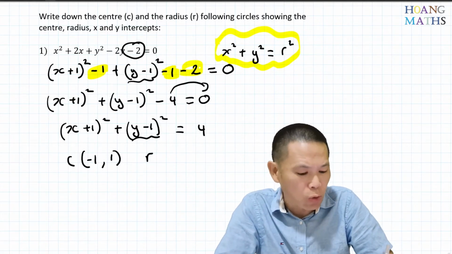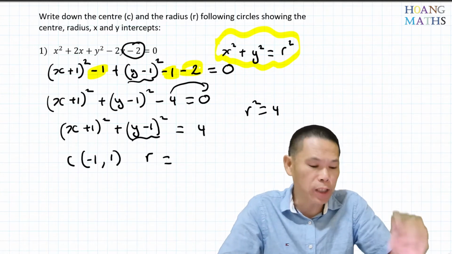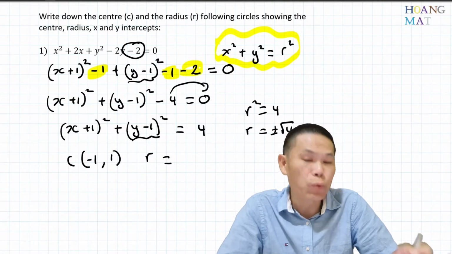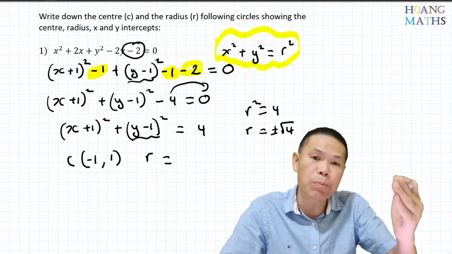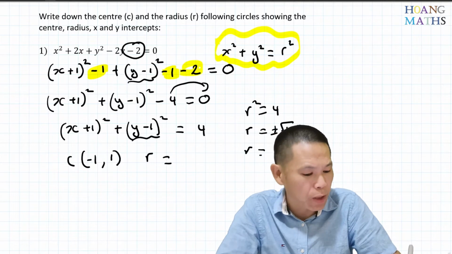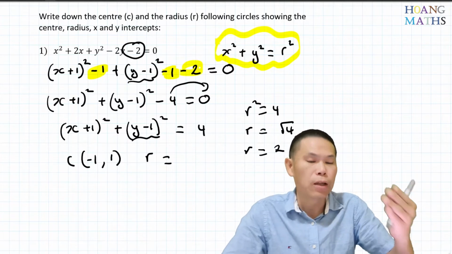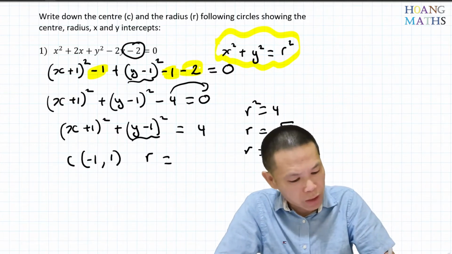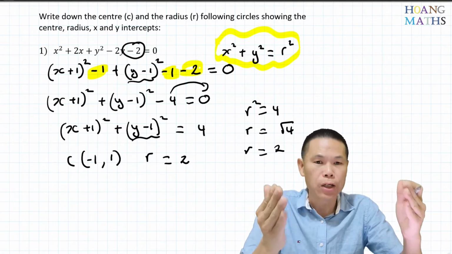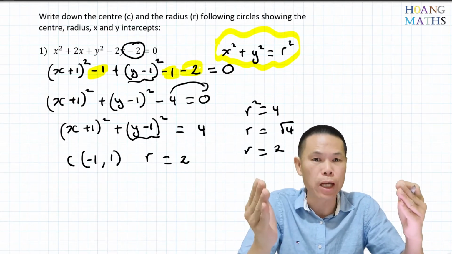And the radius, of course, we have r squared is equal to 4. If I square root both sides, r equals plus or minus the square root of 4, which is plus or minus 2. But in this case, because it's an application, it should be positive 2. So we just ignore the negative sign. The radius is 2. So we just write this 2 down. Now we have the center and the radius. So I just quickly draw it first, and then I find the x and y intercepts and put them together, okay?